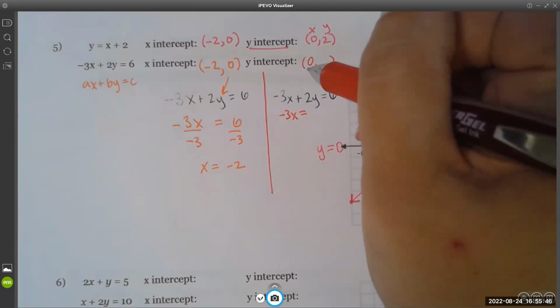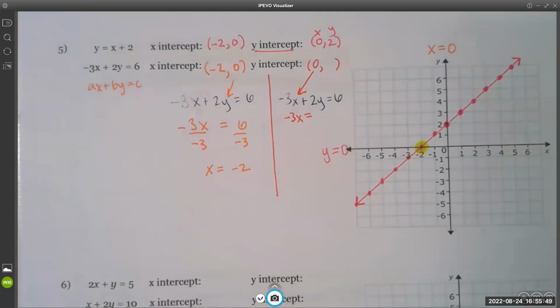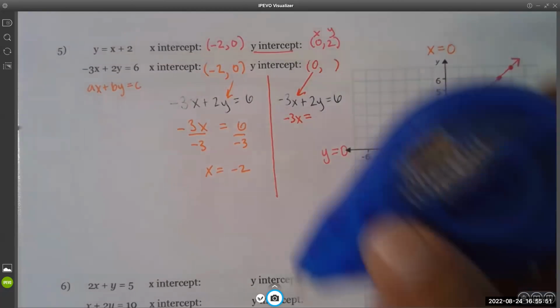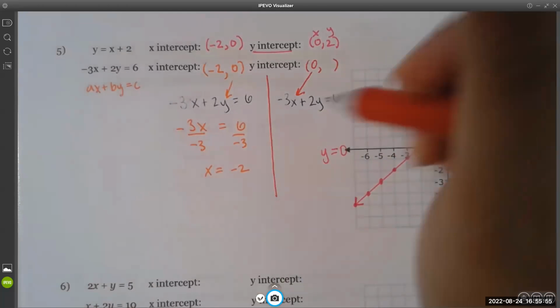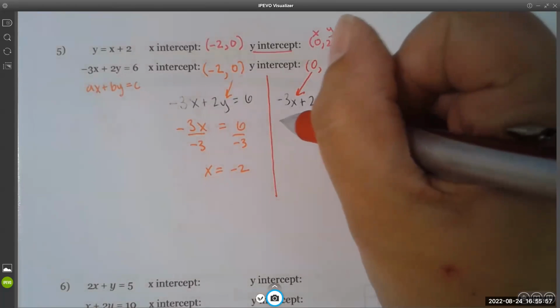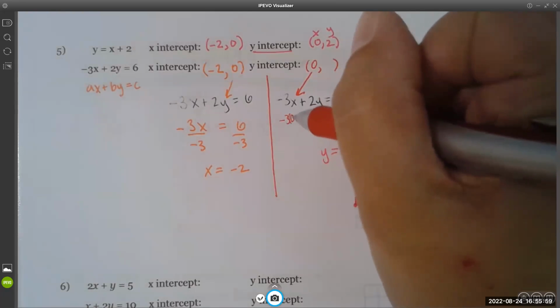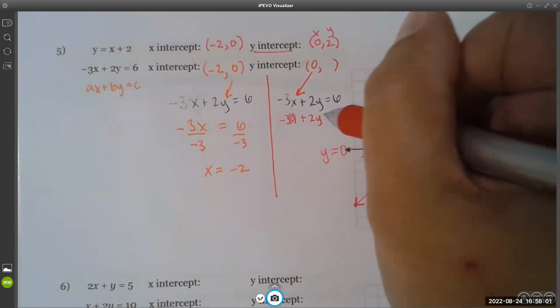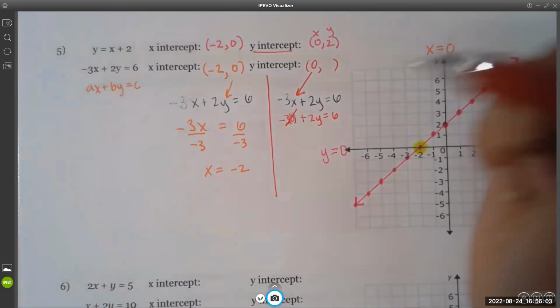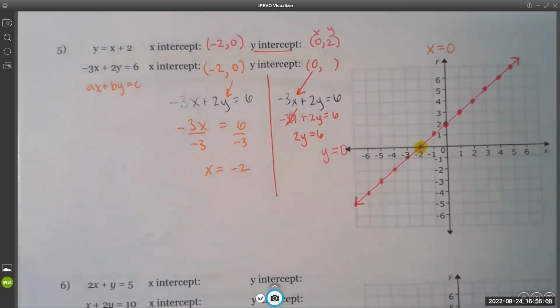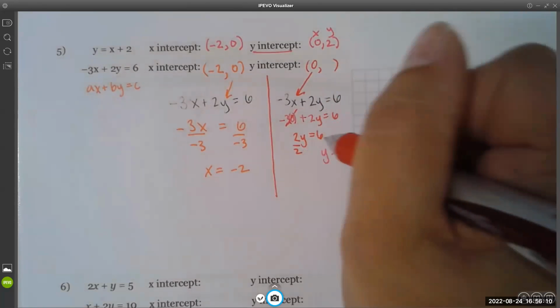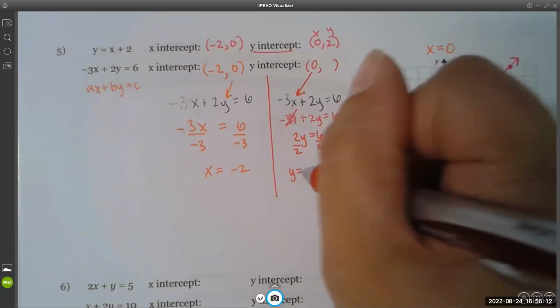So sorry, the x is 0. Sorry about that. And so if I let the x be 0, if you wanted to see this step by step, it would be negative 3 times 0 plus 2y equals 6. But then this part just turns into 0 plus 2y. And so you end up solving a little miniature equation, 2y equals 6. Divide by 2, divide by 2, y equals 3.